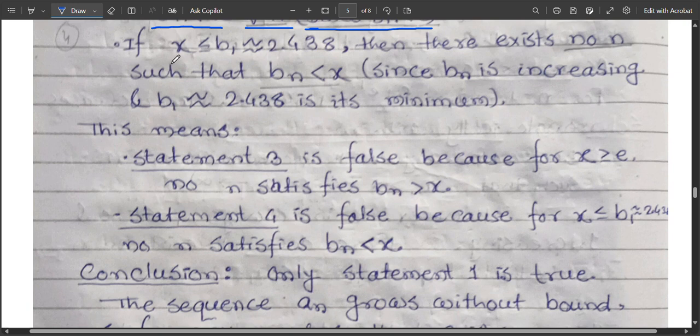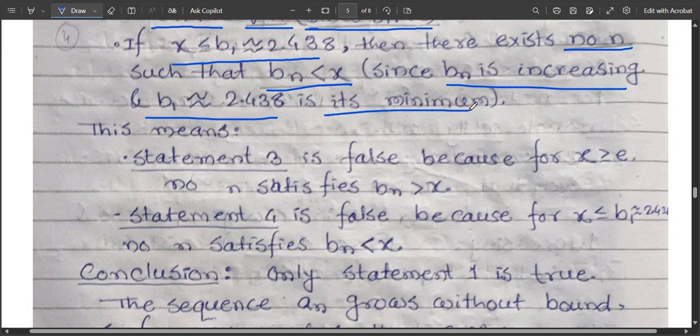If x is less than or equal to b1, which is 2.438, then there exists no n such that Bn will be less than x, because we know that Bn is more than b1 and less than e. Bn is never less than x, since Bn is increasing and B1 is 2.438, the minimum. So this is also not true.